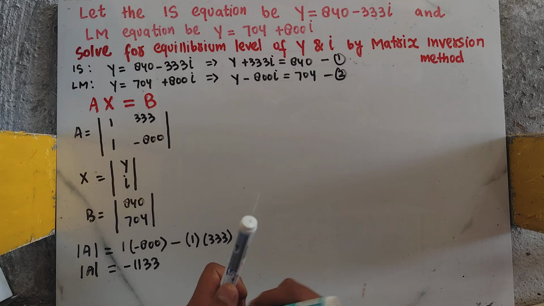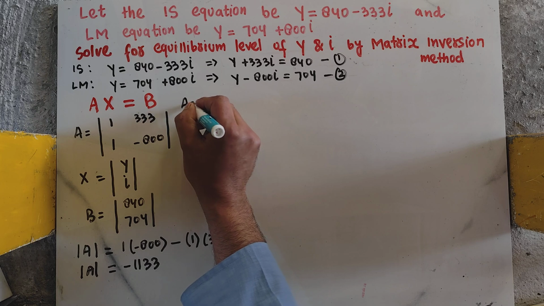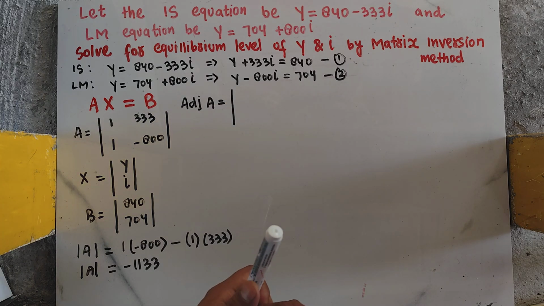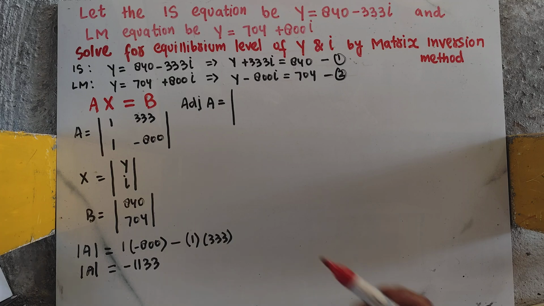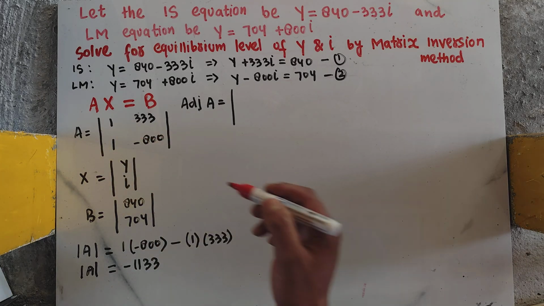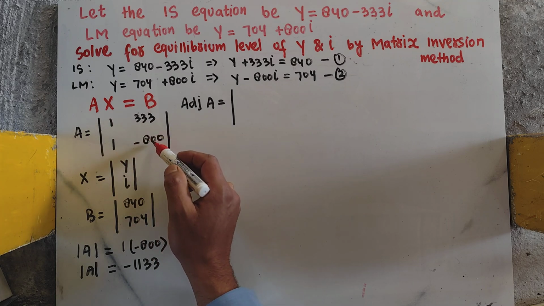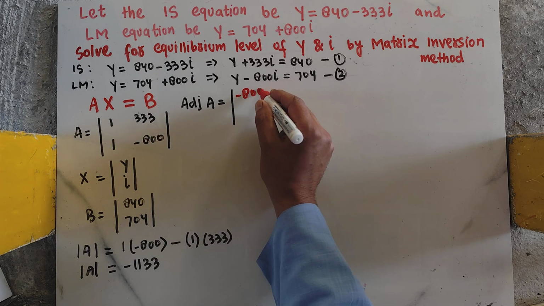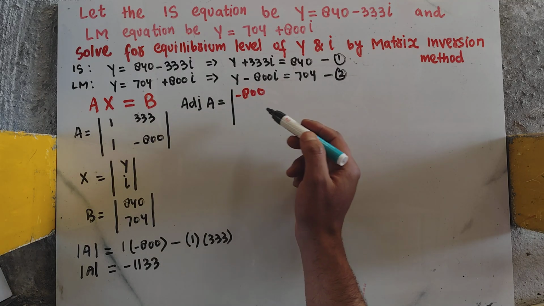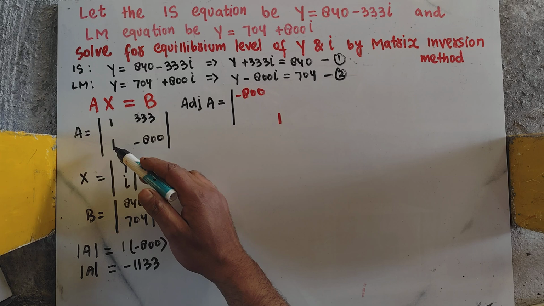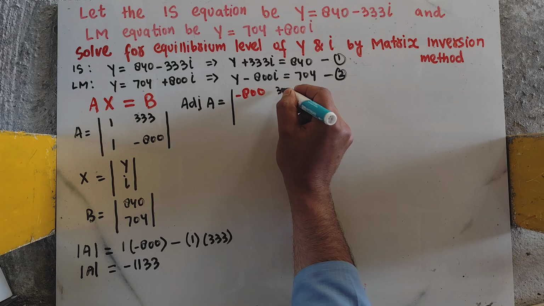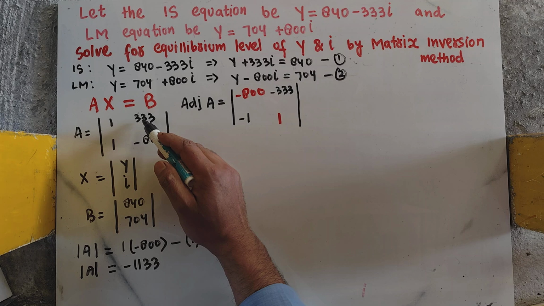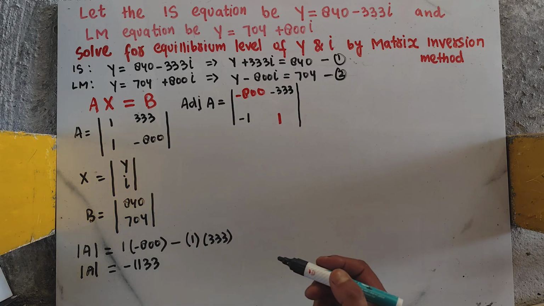After that, we need to find the adjoint of the coefficient matrix. How do we find the adjoint of a 2 by 2 matrix? There is a very simple trick. We interchange the principal diagonal elements, so negative 800 goes here and this one comes here. We swap the principal diagonal elements, and we change the sign of the non-principal diagonal elements. They remain at their positions, but their signs are reversed. If it is plus here, it becomes negative, and the same for the other one. So this is the adjoint.